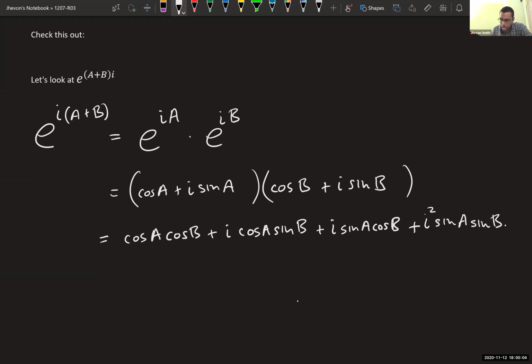Right? Cosine of A plus B is cosine A cosine B minus sine A sine B. If you remember your trig, you'll remember that. Sine of A plus B is actually cosine A sine B plus sine A cosine B, which is pretty cool.